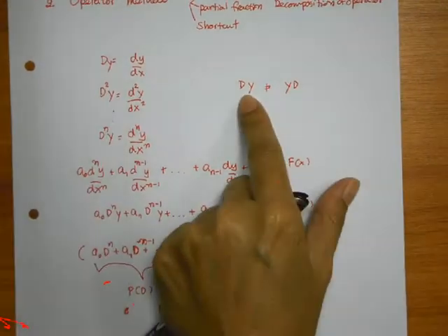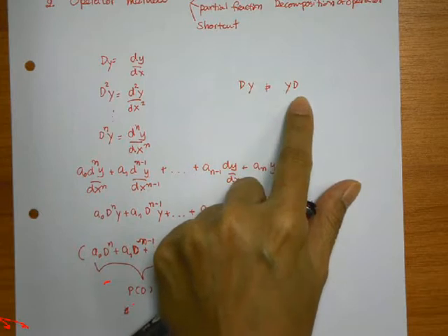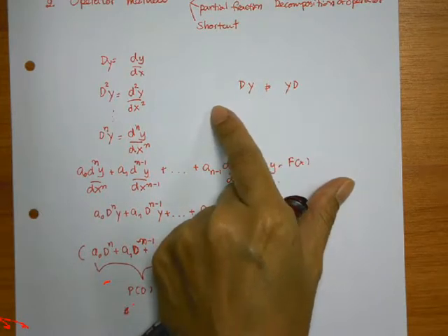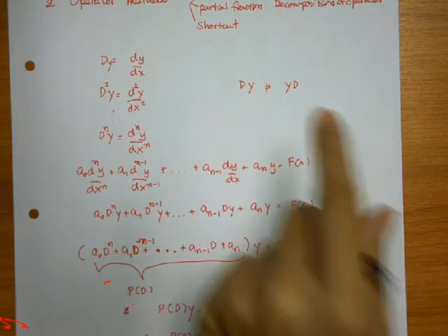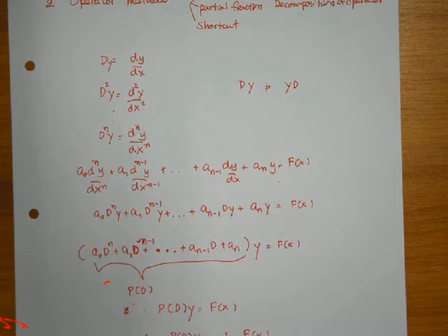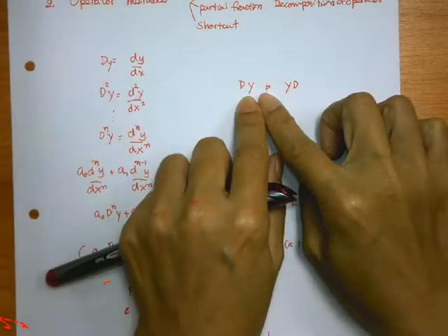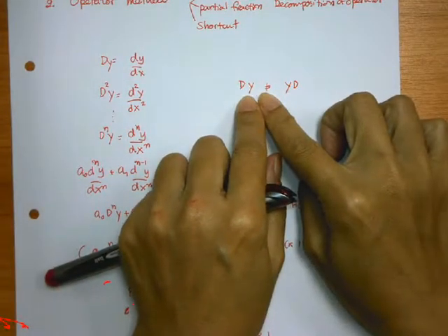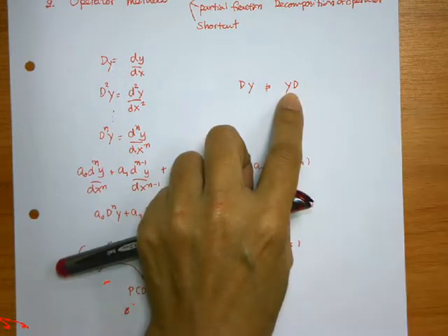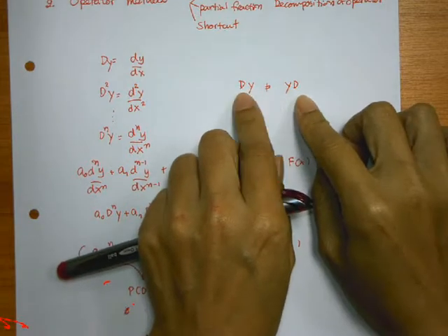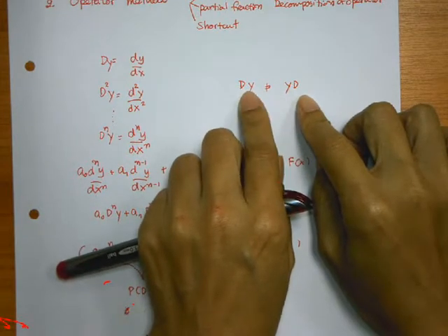What if we say Dy and yD? I want to say that Dy and yD are not equal, so they don't have the property of switching position. Because Dy means dy by dx, while yD means y times D, which is y times d of 1 by dx, which is equal to 0. So these two are not the same, they are not equal.